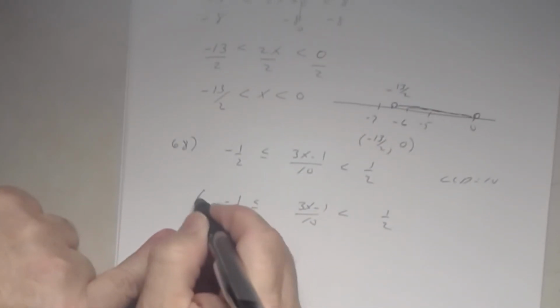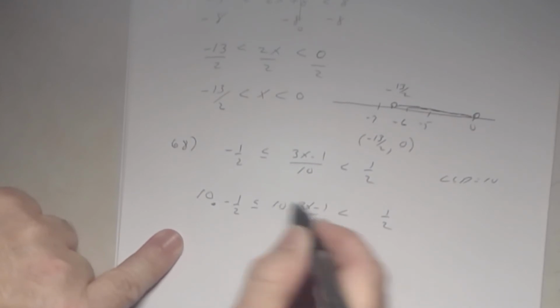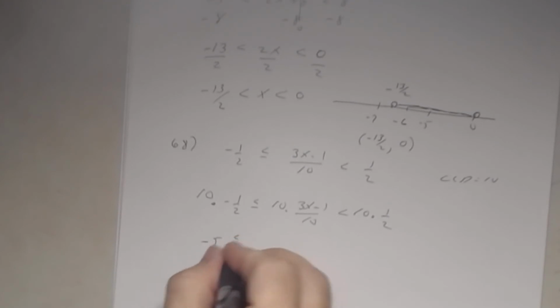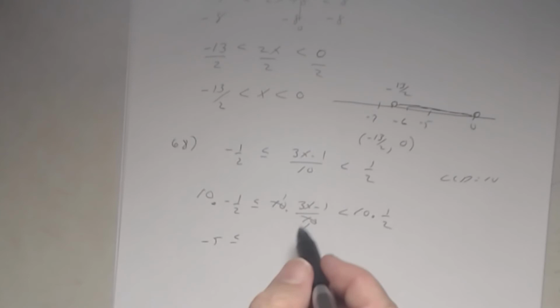All right. So I just wrote the problem over. So I'm going to say times 10, times 10, times 10, just like that. All right, now let's go ahead and multiply. What is 10 times a negative 1/2? Negative 5. That's equal to. Now these 10s divide out. That's the whole purpose, remember, to get 1s in their places.